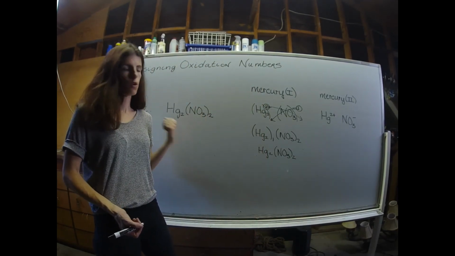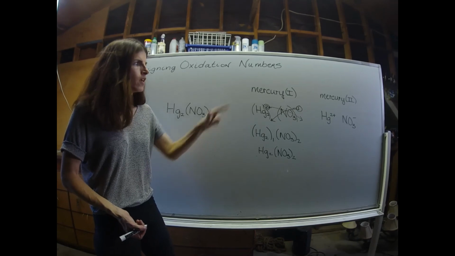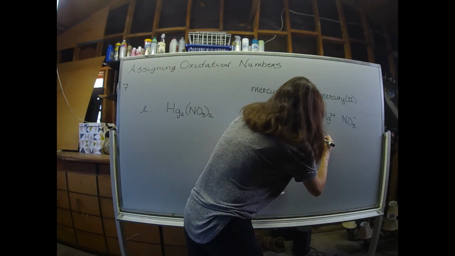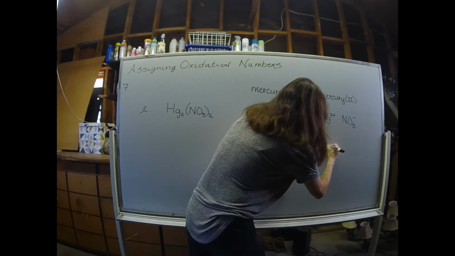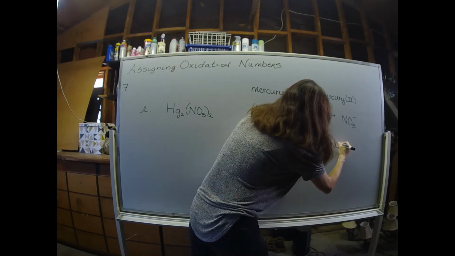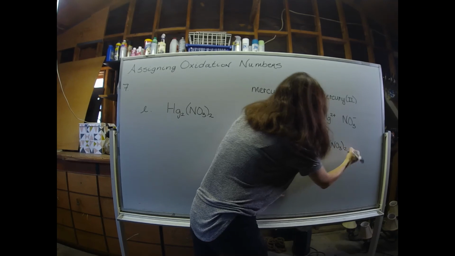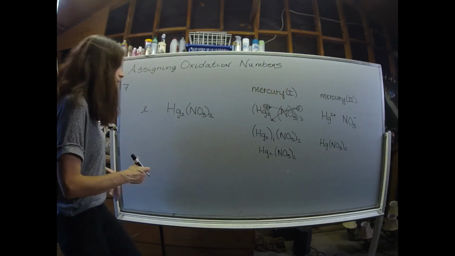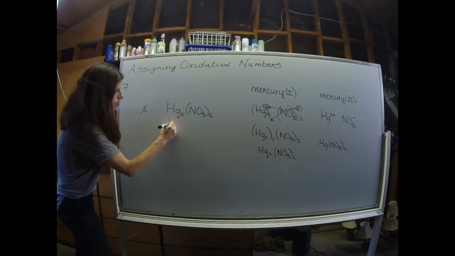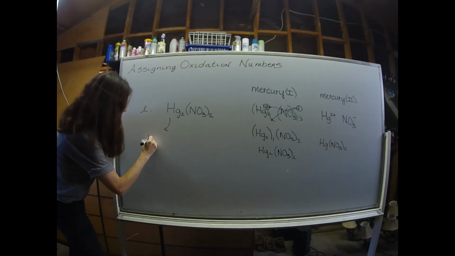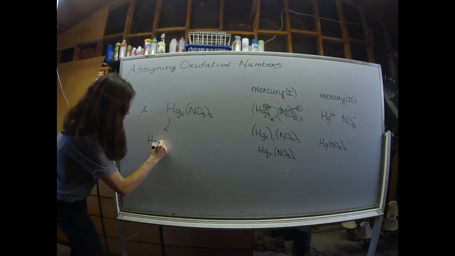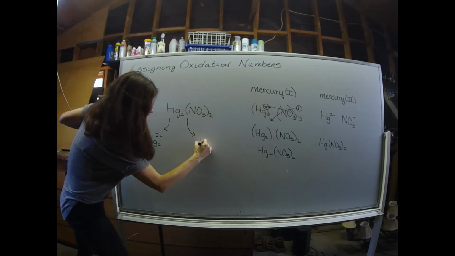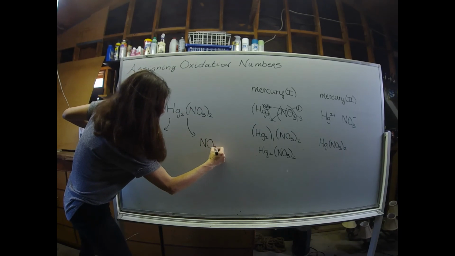So this is mercury 1 nitrate. If we go ahead and do the crisscross with the mercury 2 nitrate, we get Hg parentheses NO3 2. So it's definitely not mercury 2. We're looking at mercury 1. So to assign the oxidation numbers, I'm going to do Hg2, 2+, and nitrate, NO3-.